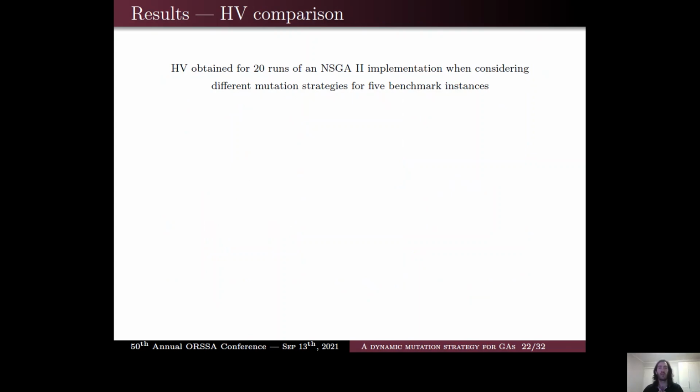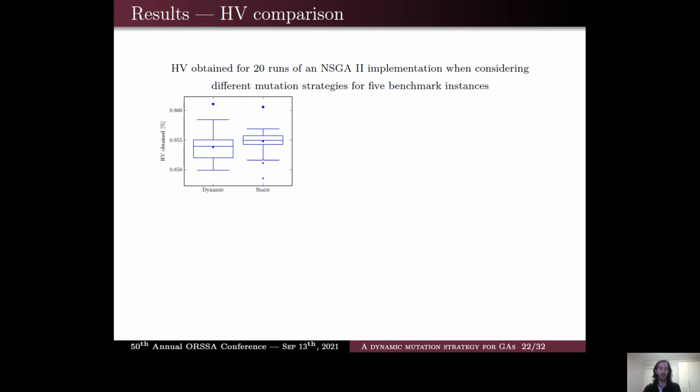Thereafter, a hypervolume comparison was conducted for each of these 5 benchmark instances, considering a dynamic approach, as mentioned previously, for managing the mutation strategies, and also a static approach, where all the mutation ratios were kept constant. Here we have the Mumford 6 instance, and this indicates that on average of the 20 runs, the static did perform better, but when merging these 20 non-dominated sets obtained, and getting the overall non-dominated set, the dynamic did prove better.